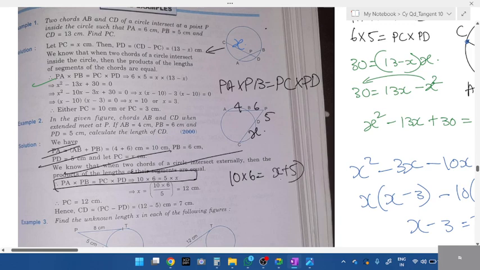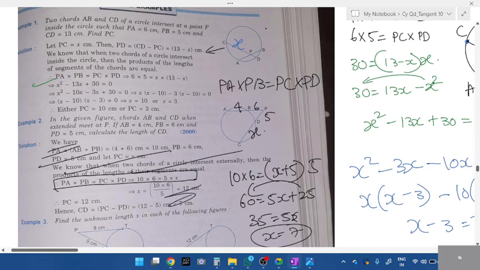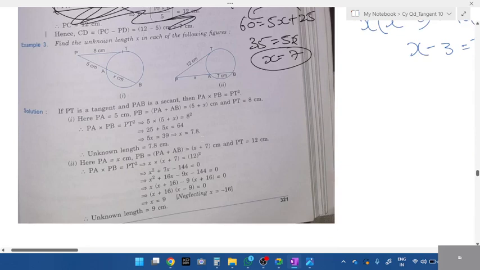Very good. X plus 5 into what is PD? 5. 60 is equals to 5x plus 25. Now we are getting the right answer. 60 minus 25 is 35. 35 is equals to 5x. What's the value of x, students? 35 divided by 5, 7. Ignore this. They've done it in a different way. Ignore this. So when was this given? 2000 board exam question. Okay, next question.